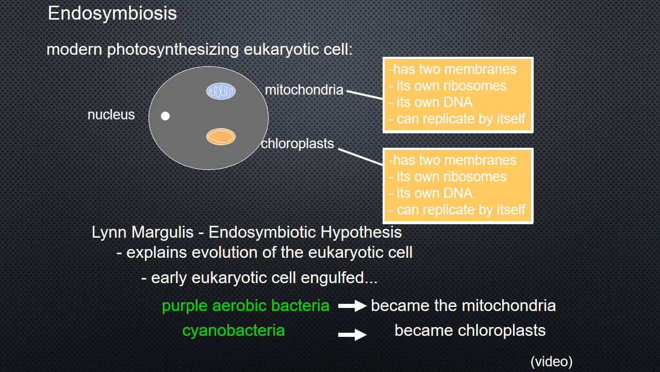So it's thought that that occurred, and then later the eukaryotic cell that already had a mitochondrion engulfed a cyanobacterium, which we talked about before. The cyanobacterium can photosynthesize, and so those functions then became the chloroplast. And again, that means that it has two membranes, like a chloroplast does. It has its own ribosomes, its own DNA, and can replicate by itself. So all that evidence led Lynn Margulis to come up with the endosymbiotic hypothesis.